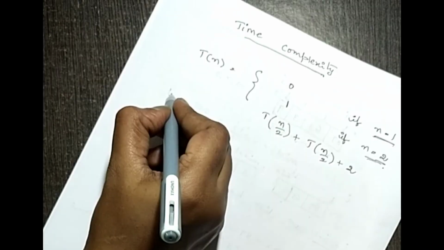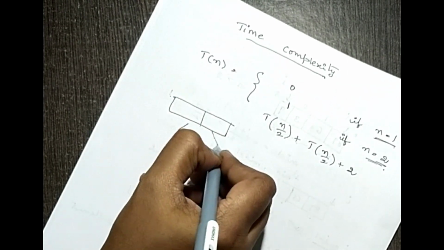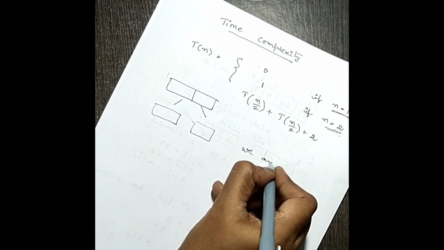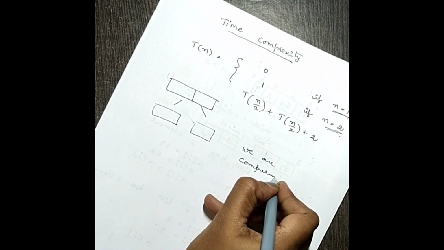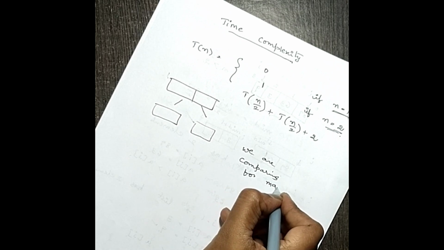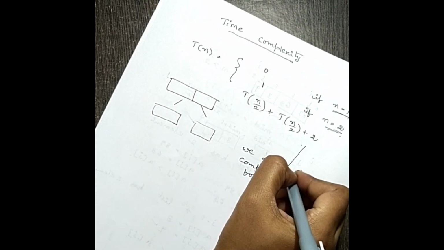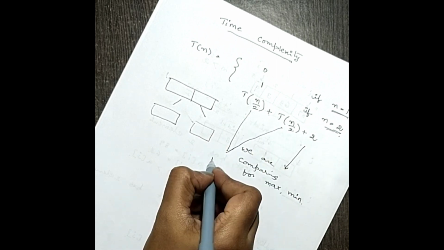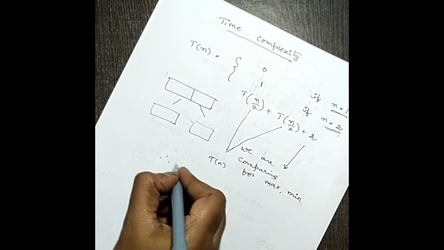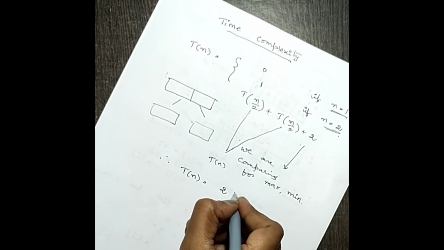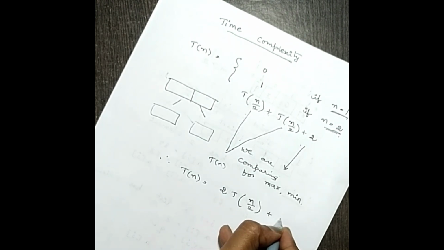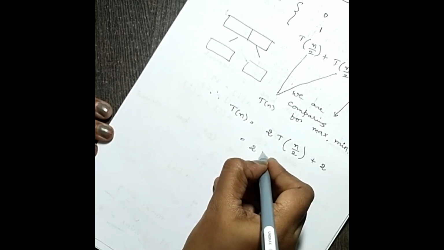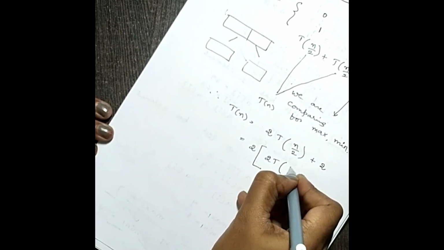If the list has more than two elements, we divide the list into two sublists, and we compare two elements for finding the maximum value and minimum value. T of n by 2 is the time complexity of each sublist. By combining all these, T of n is equal to 2T of n by 2 plus 2. Expanding T of n by 2.